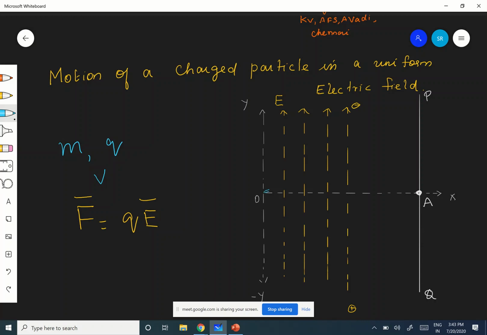So what happens? Before that, while moving along OX, now because of the force, it will be moving like this. Okay, why? Because of the force due to the electric field. Now you see, what is very, very important is the length up to which the electric field is applied, up to this only.